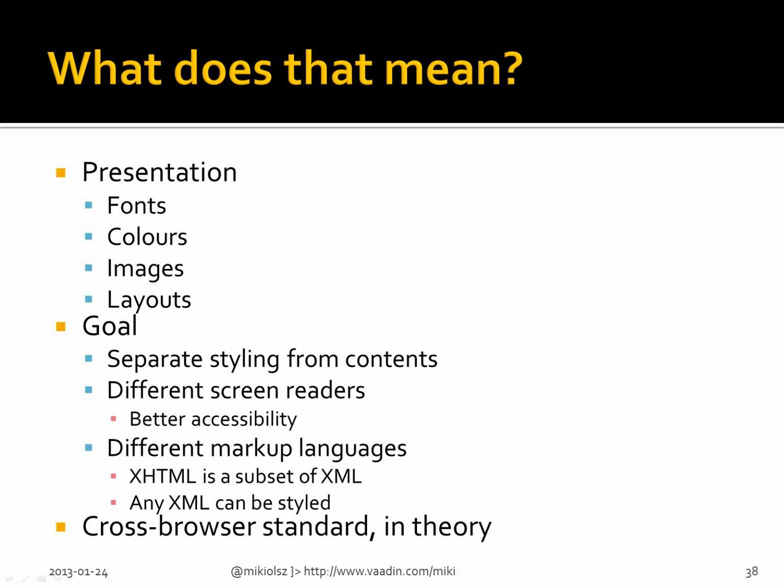That means we can specify all the things related to the presentation part of the web page or of the document. So fonts, colors, images, layouts, borders, backgrounds, everything that is not related to the content but to the presentation. The goal of CSS is to separate styling from contents, support different screen readers, which translates into better accessibility. And as I said previously, since CSS is a standard, it should be cross-browser. Of course, this is just a theory.